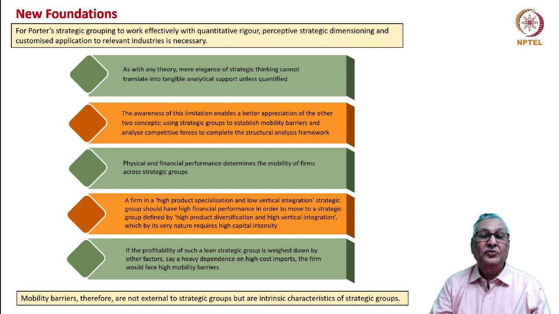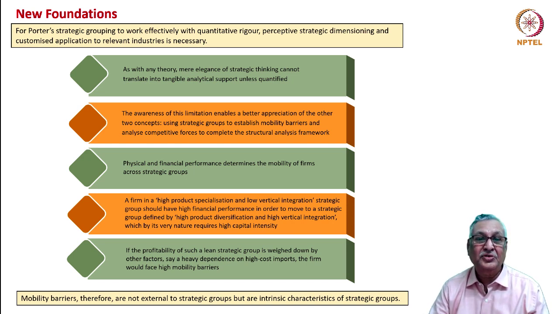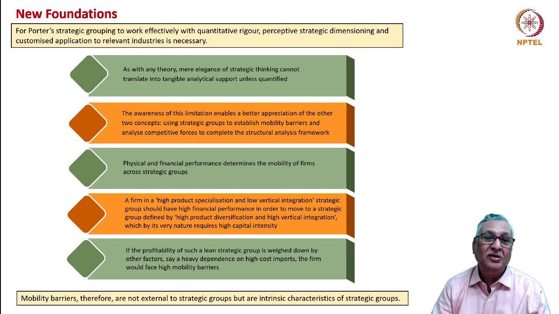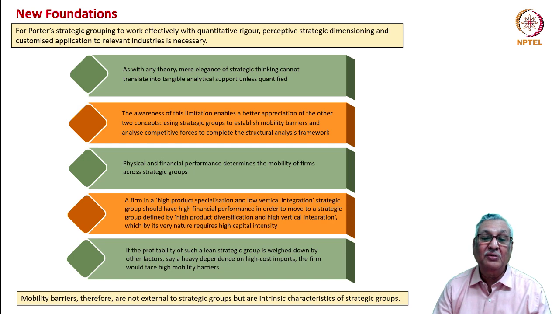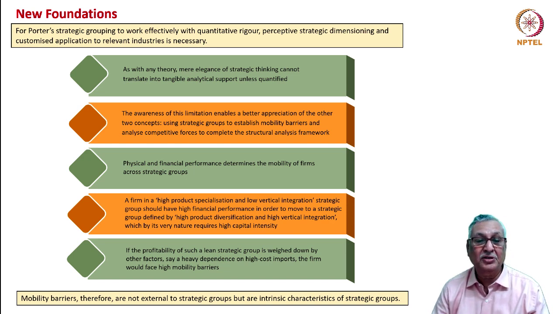To be able to do this strategic grouping with quantitative rigor, we have to have perceptive strategic dimensioning and customized application to relevant industries. Mere elegance of strategic thinking cannot translate into tangible analytical support unless quantified. Therefore, we have to appreciate the two factors of strategic groups, that is, establishing mobility barriers and analyzing competitive forces to complete the structural analysis framework. The mobility of the firms across strategic groups determines physical and financial performance. Similarly, the physical and financial performance determines the mobility of firms across strategic groups.